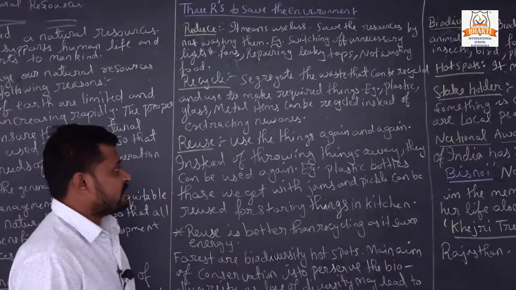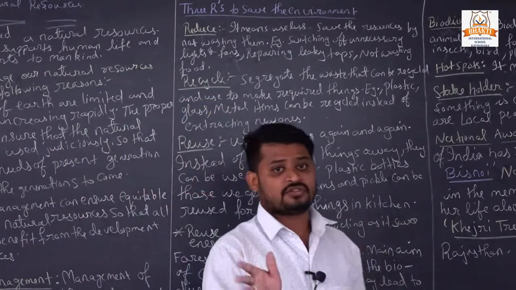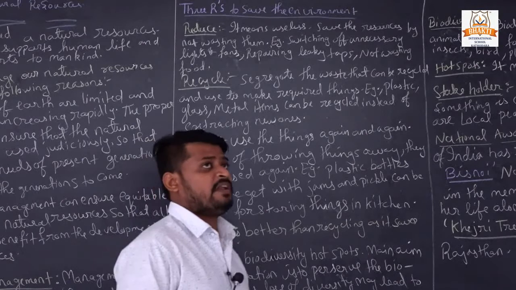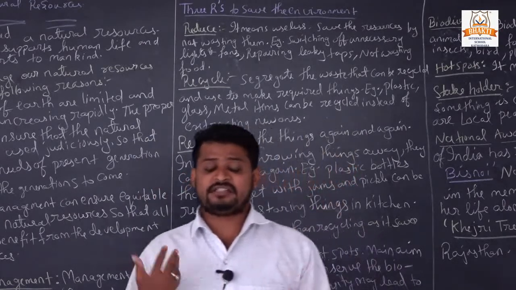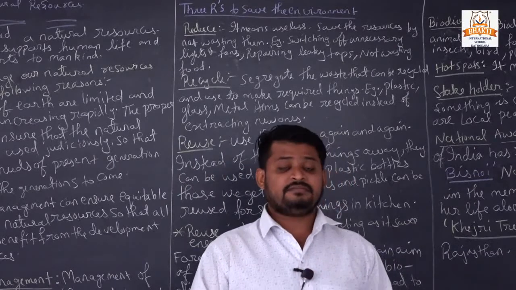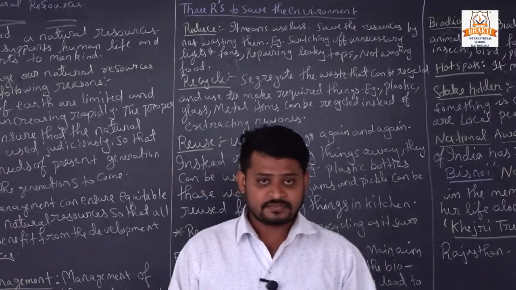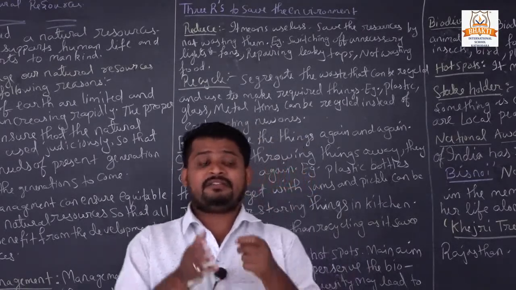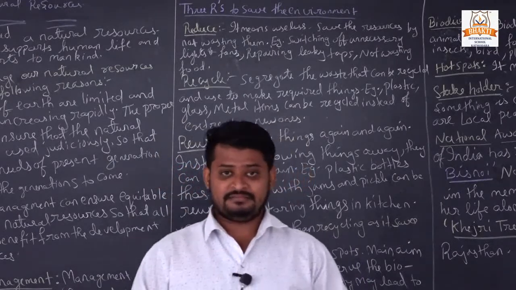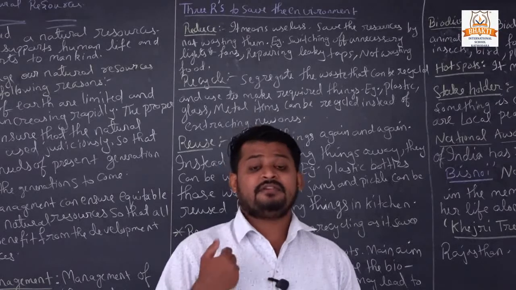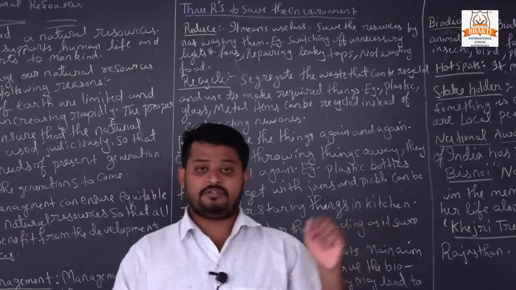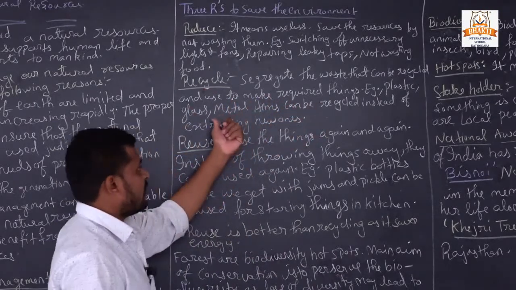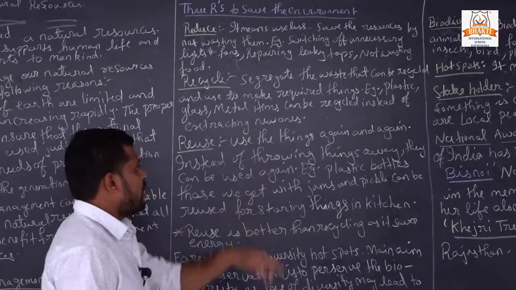Recycle. Segregate. Segregate means to separate one from the other. We have to segregate the waste that can be recycled. There is so much household waste and industrial waste coming out from factories and our houses. So we have to segregate, separate all the waste, and recycle it, then we can use it again. Make required things like plastic, glass, metal items by recycling instead of extracting new ones.